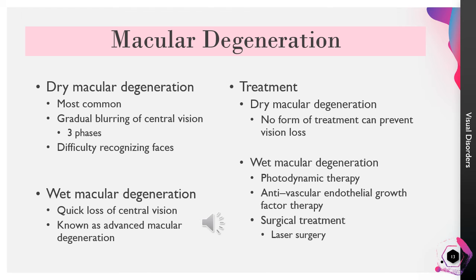In terms of treatment, for dry macular degeneration, no form of treatment can prevent the vision loss. Laser surgery and photodynamic therapy and injections directly into the eye can be tried, but there's no cure for macular degeneration, and despite treatment, the disease and vision loss may continue to progress.